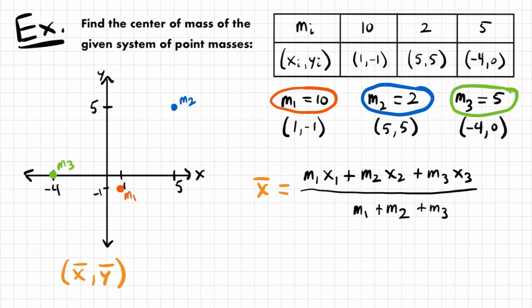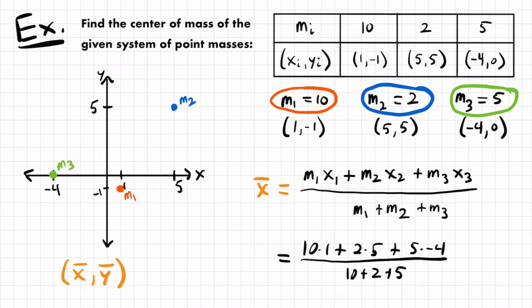All right, and so if we plug in all of our values, x bar will be equal to m1, which is equal to 10, times its x-coordinate, x sub 1, so that will be 1 from this coordinate point. So we have 10 times 1 plus m sub 2, which is equal to 2, times its x-coordinate, which is 5. So we have 2 times 5 plus m sub 3 times its x-coordinate, and so we'll have 5 times negative 4. And that will be divided by the sum of the masses, and so I'll have 10 plus 2 plus 5 in the denominator.